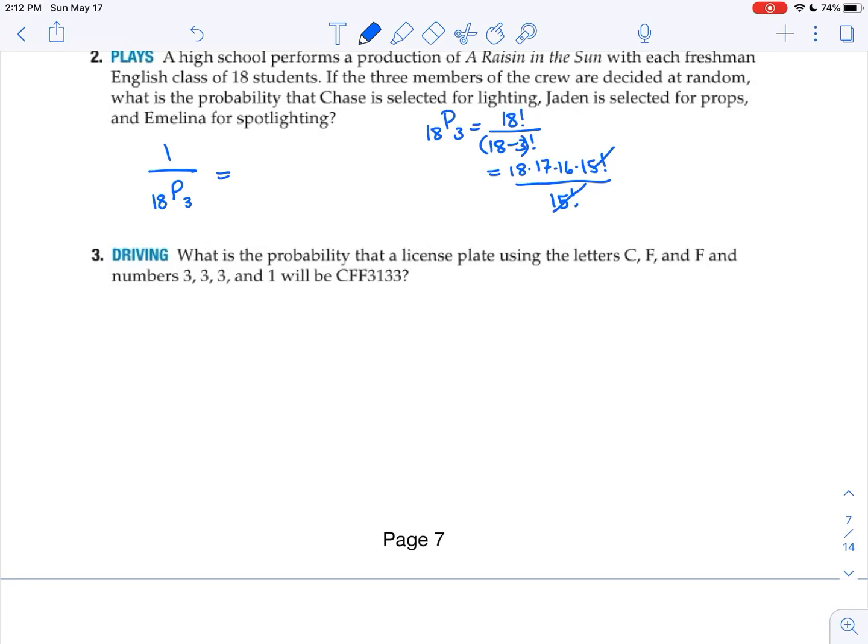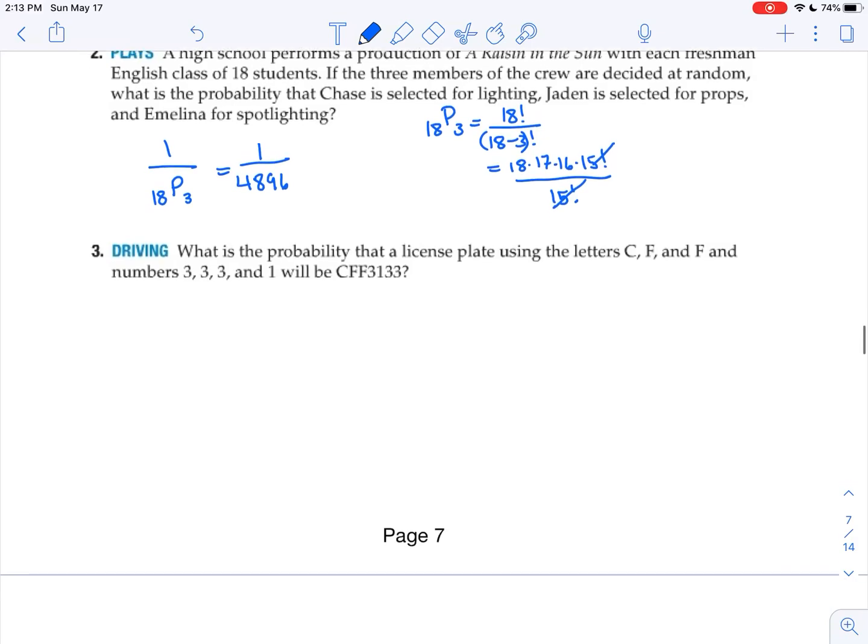So if we had just simply thought of it with logic, there's 18 people before anyone's been selected. Once Chase is selected for lighting, there's only 17 people to pick from, in which after Jaden is selected for props, only 16 people are left to choose for spotlighting, and that's Emelina. And so the 15 factorial, then the formula allows us to cancel that part out. So we're left with the probability is 1 out of 4,896.